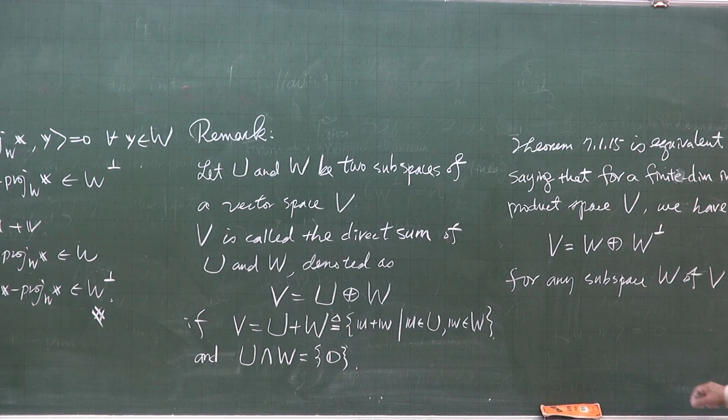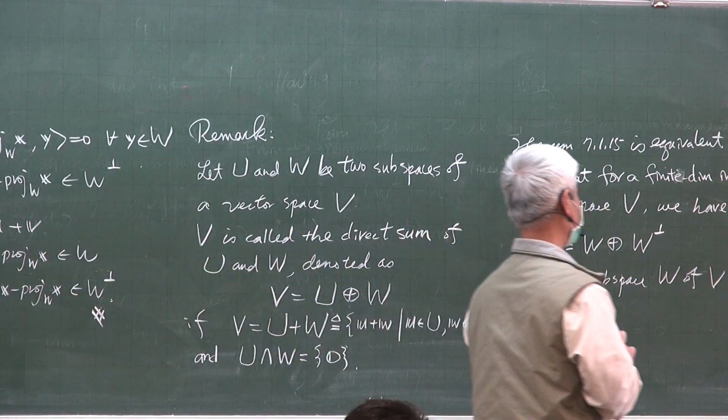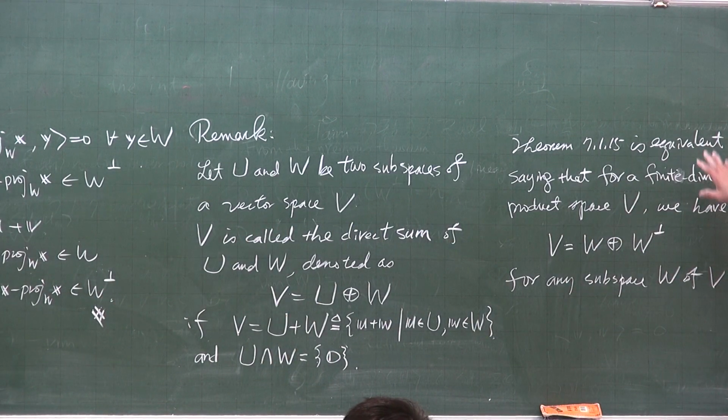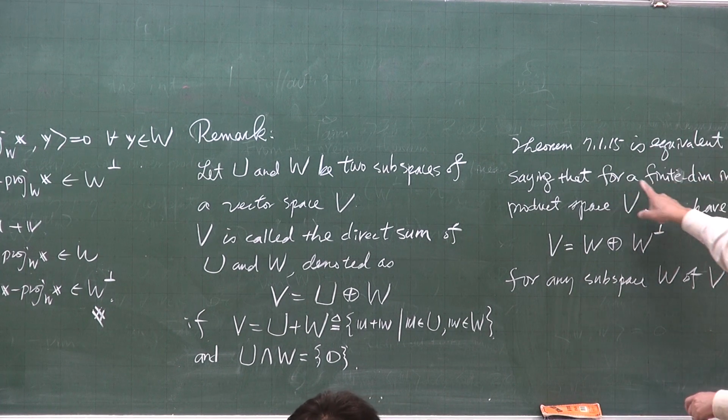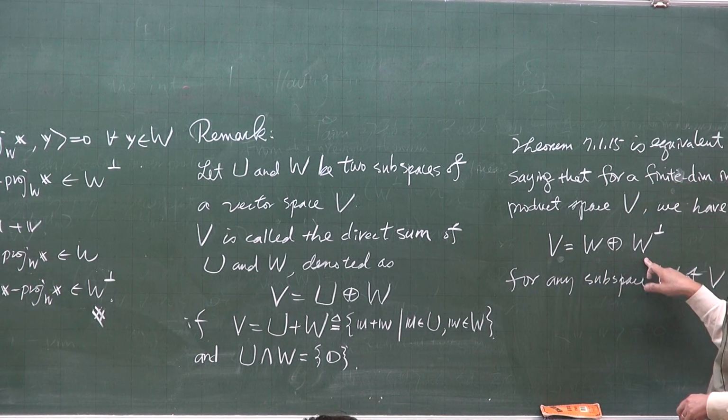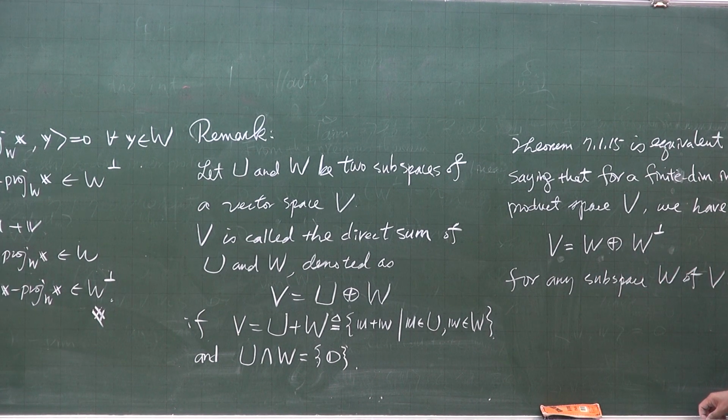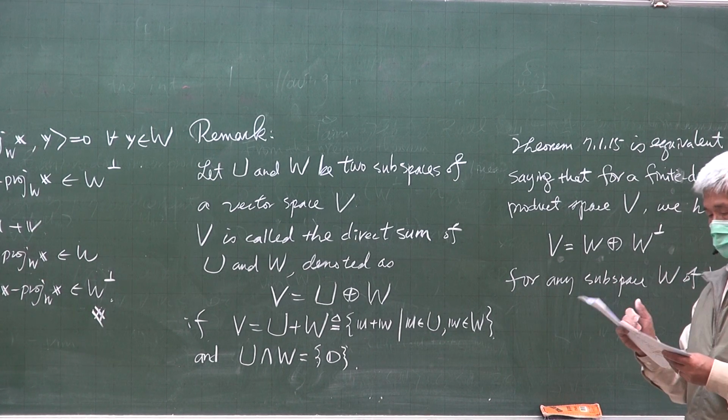We are just saying that because we showed that V is the sum of W and W perp, and we have shown in the previous lemma that the intersection of W and W perp is just the trivial space, meaning it consists of only the zero vector. So we have the previous theorem saying that V is the direct sum of W and W perp for any subspace W. Okay. Any questions?